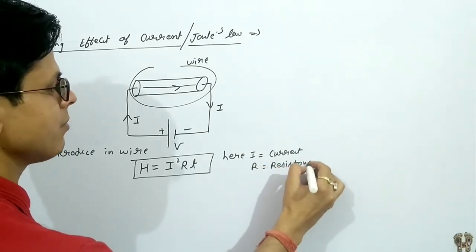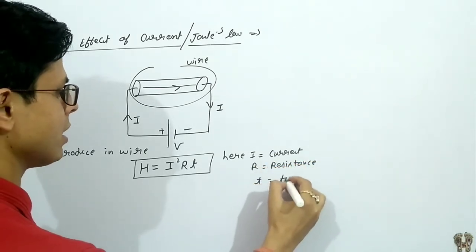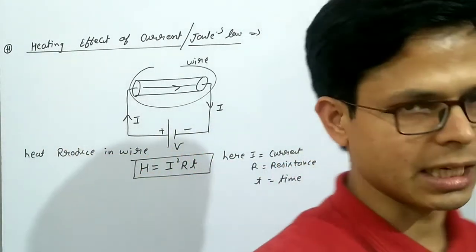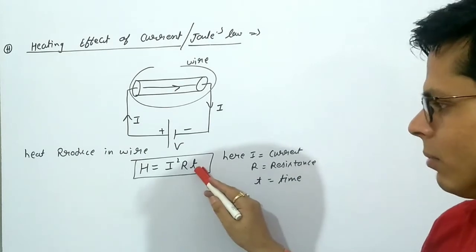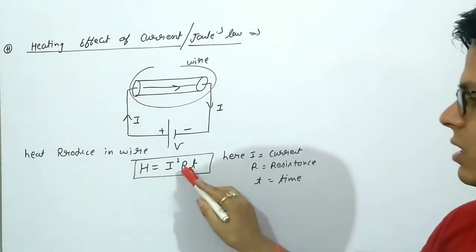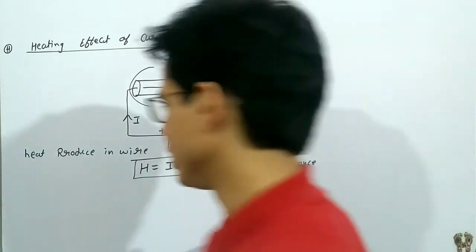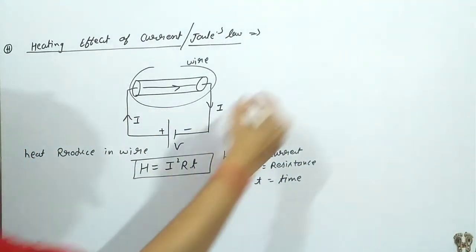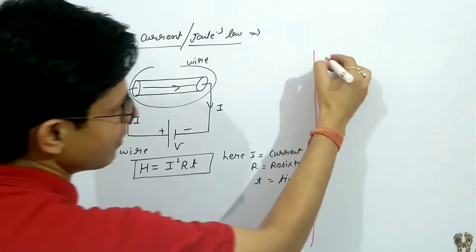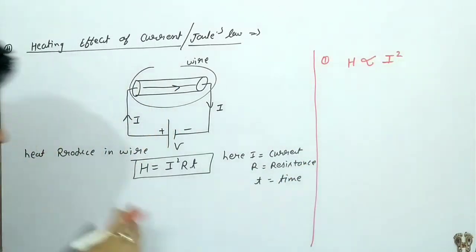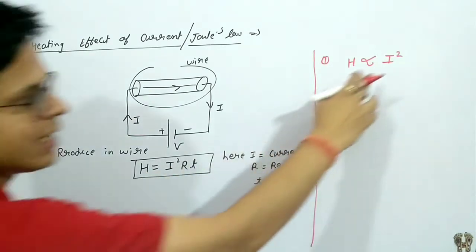Earlier we discussed this in a previous video. T is time. So that means we can say that if the conductor is connected through the battery for more time, more heat will be produced. If resistance is more, more heat will be produced. If current is more, more heat will be produced. So from this we come to the conclusion that, number first, H directly depends on I square. That means heat directly depends on current square.